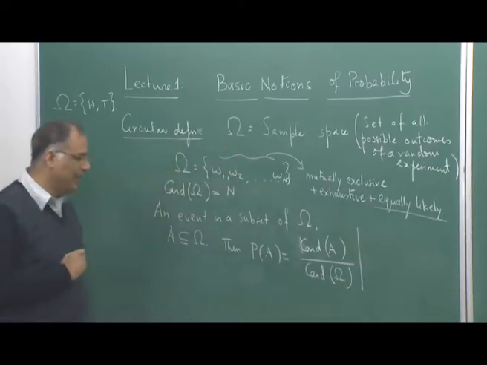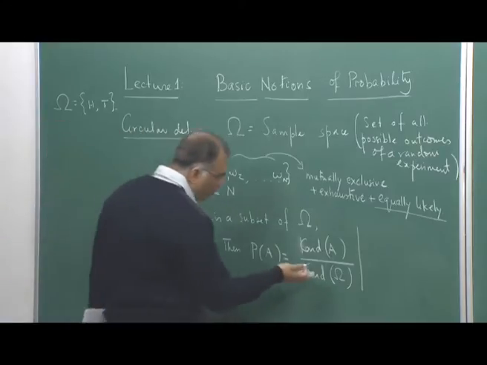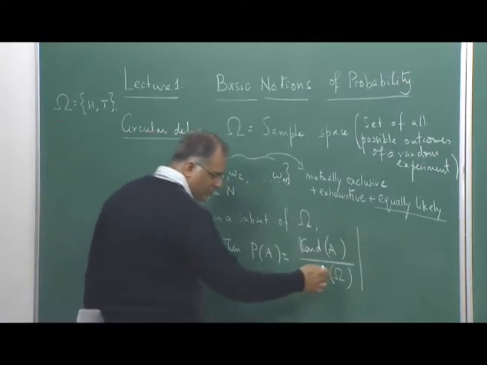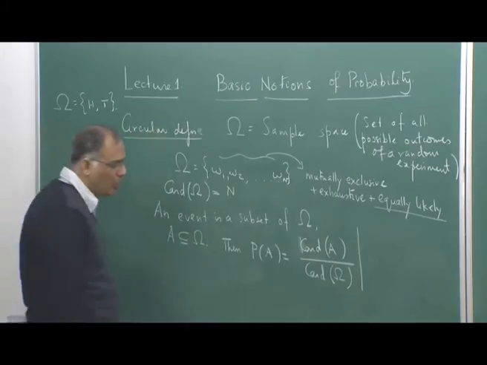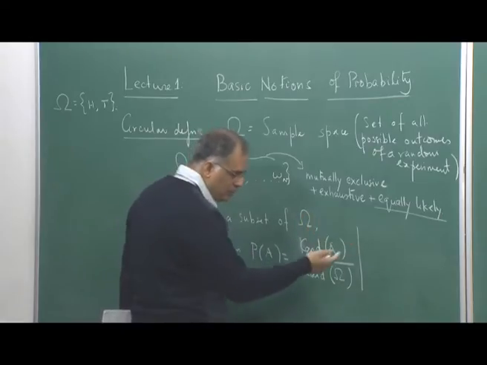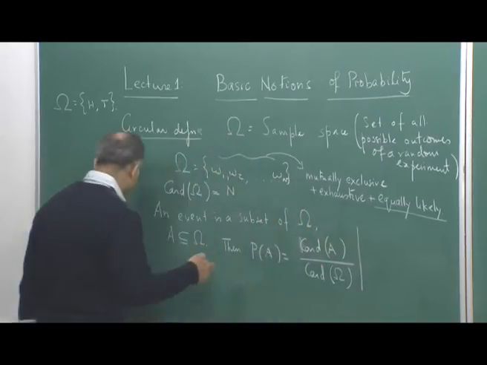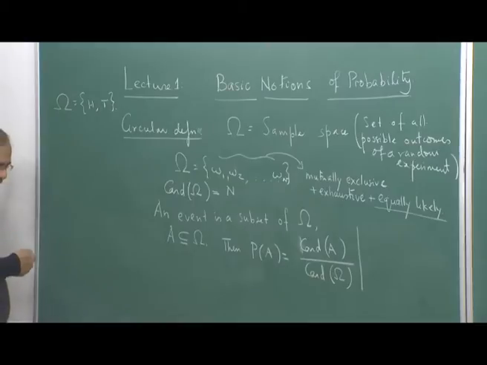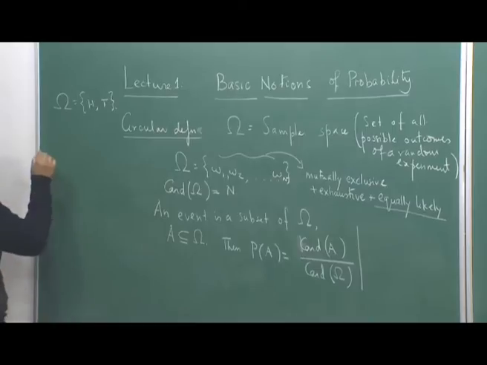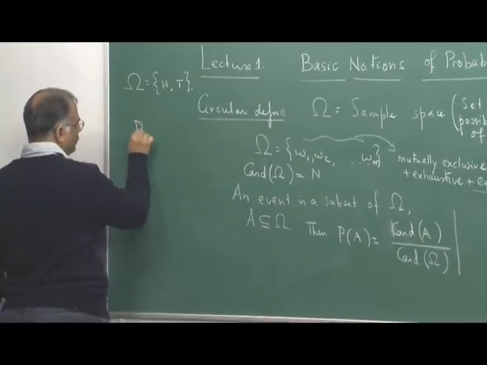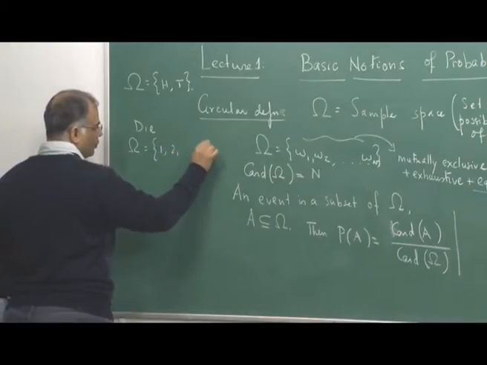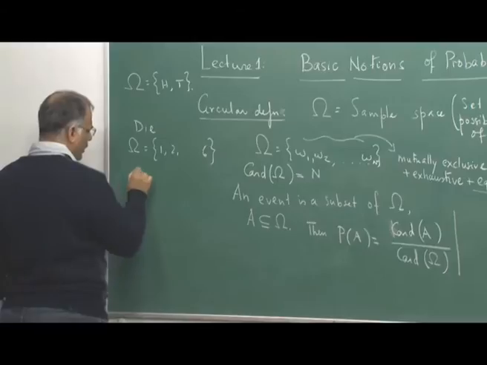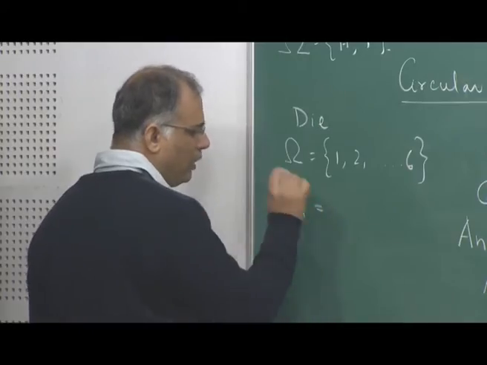The second point is that this is all right when you are talking about a finite sample space, but it is not all right when you talk about an infinite sample space. Now, suppose I throw just one die, and I ask what is the probability that I find an odd number on it. So, I know that for a die the sample space is 1, 2, 3, 4, 5, 6, and A is the event that an odd number turns up.